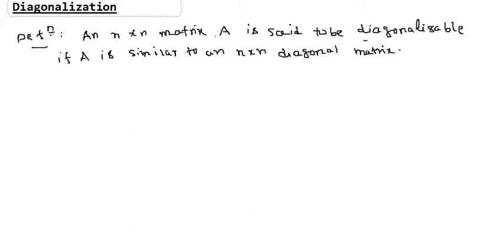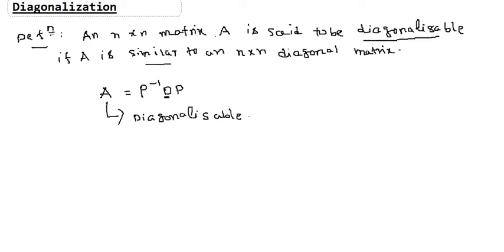So a matrix is said to be diagonalizable if A is similar to an n by n diagonal matrix. That means if we have a matrix A, and we find a matrix P such that P inverse AP is similar to a diagonal matrix D, in that case A is said to be diagonalizable.